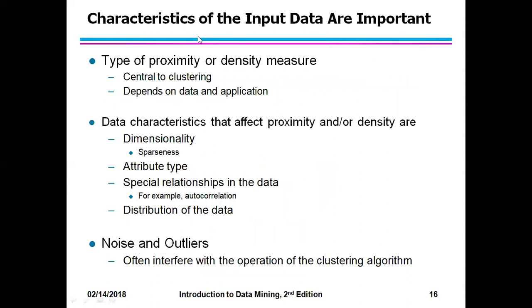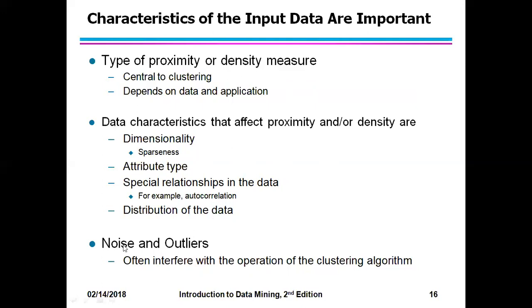Some characteristics of input data are very important. What are those? One is the type of proximity or density measure, that is, the density of your respective region. That matters a lot. The second one is data characteristics, which affect that proximity. What are those? Dimensionality, attribute type, spatial relationship in the data, and distribution of the data. These are the four characteristics which ultimately affect the data.